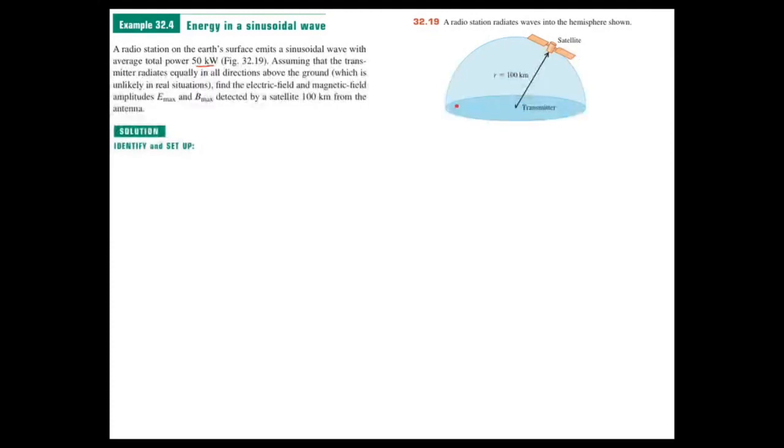So this energy makes its way to the inner surface of this hemisphere, which has a radius of the distance from the transmitter to the satellite, uniformly. So the idea is first to calculate the intensity independently, and once we have this intensity of the radiation at a distance of 100 kilometers from the transmitter, we can calculate Emax and Bmax from equation 32.29, which is shown here. Notice that the intensity is the average of the Poynting vector, and it can be written in a number of different ways. And of course, we'll use the relationship between the electric field and the magnetic field for a traveling electromagnetic wave.